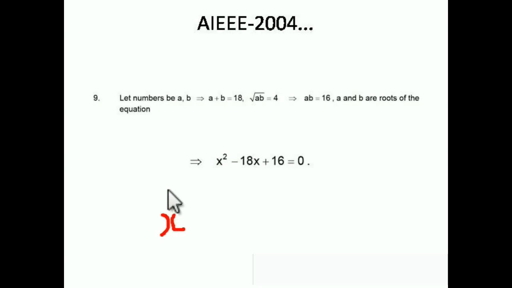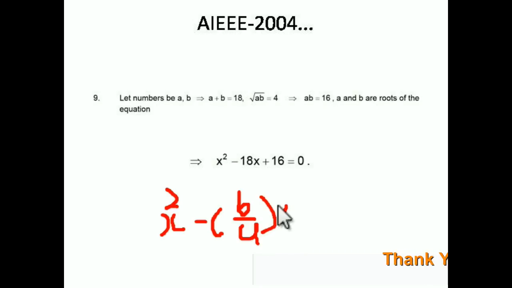Okay, then the equation is, I taught this in the topic lecture. The equation is x square minus the summation of the roots, that is b by a, into x, plus c by a, that means the multiplication of the roots.